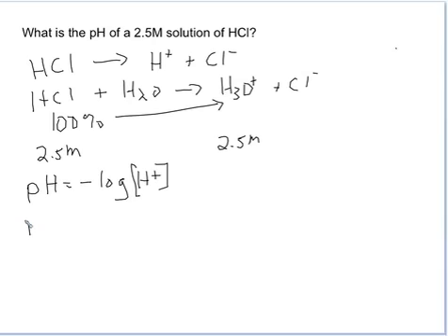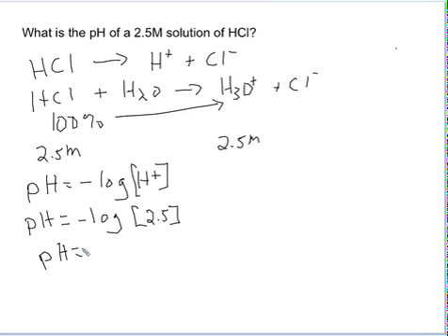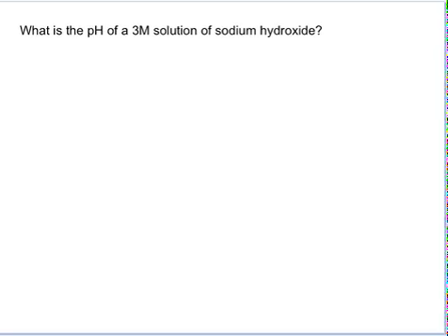the H plus. So the pH, if you plug the numbers in, equals the negative log of 2.5 molar. If you do the math here, you end up with a pH of negative 0.39 or something like that. So a negative 0.39. And yes, you can get a negative pH. Okay, now let's look at a different problem.